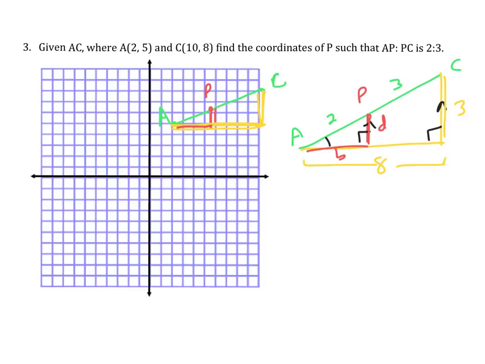So the question is, how can I make triangles, or how can I make proportions to help me here? And I really have a lot of options, and that's what I like about this one. I could do small triangle to big triangle. I could also do ratios of parts. I don't know this length right here, but I could easily call this 8 minus B, and then do 2 over B equals 3 over 8 minus B.